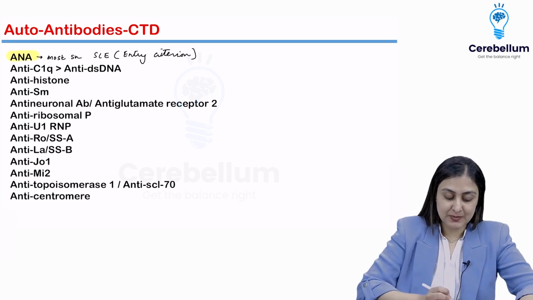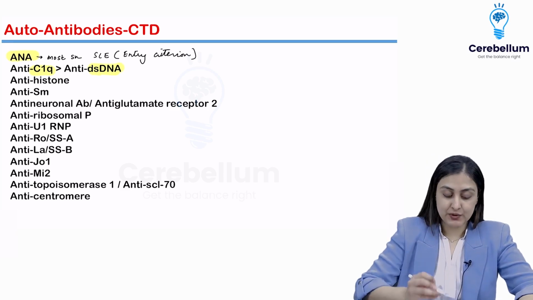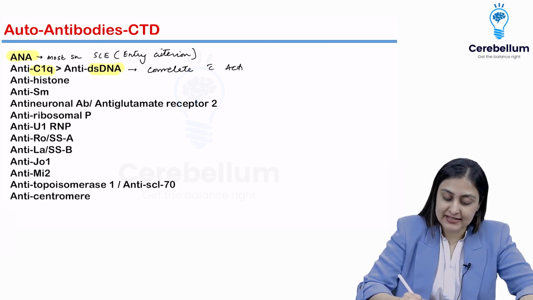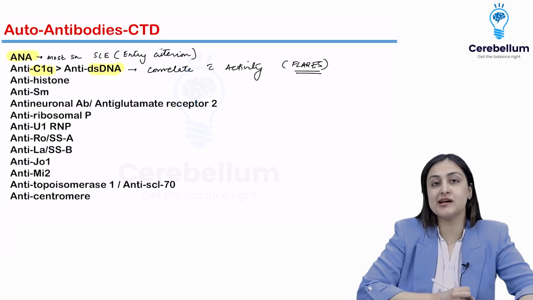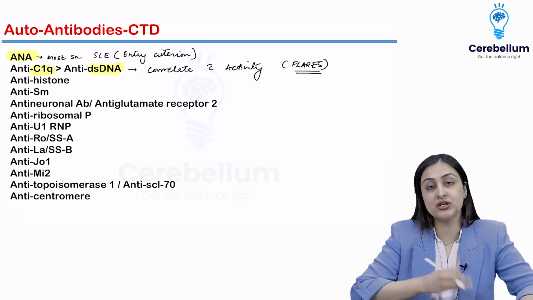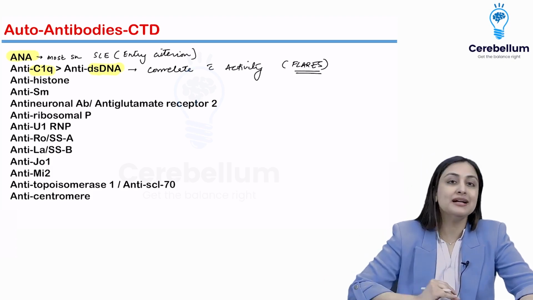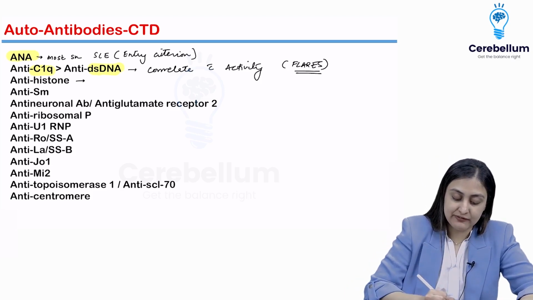Then coming on to the specific ones, we have C1q and dsDNA. Here these, remember, correlate the best with activity. So they correlate with disease activity, and this is how we can actually know what are the active flares. These are the 2 antibodies that we want to measure when we are suspecting active flares. C1q is better than dsDNA for the correlation.